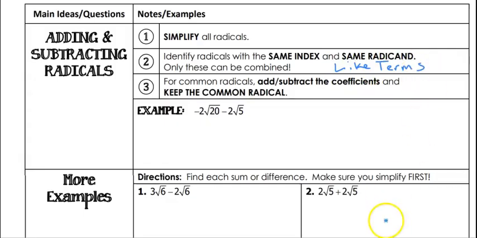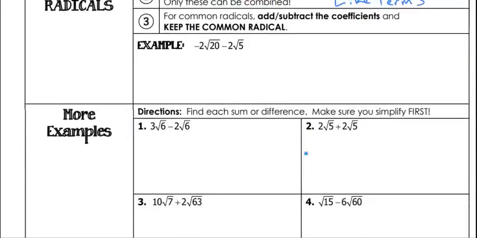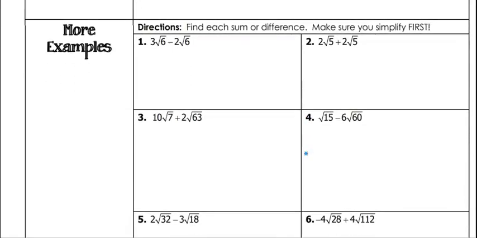terms. Okay? And then, just like we've done for other like terms, when we add and subtract, we're going to add and subtract the coefficients, but we're going to keep the radical the same. It's not going to change. Okay? So, here, 3 square root 6 minus 2 square root 6.